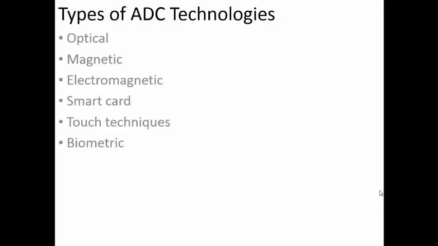So what are the different technologies that are used or that can be implemented? The first one is optical technologies. Basically these use light signals. Usually a barcode system uses the principle of optics, because the encoded data is read through the laser and then it is decoded and the information is used. So that is an example of optical. Basically we will be using some kind of light.